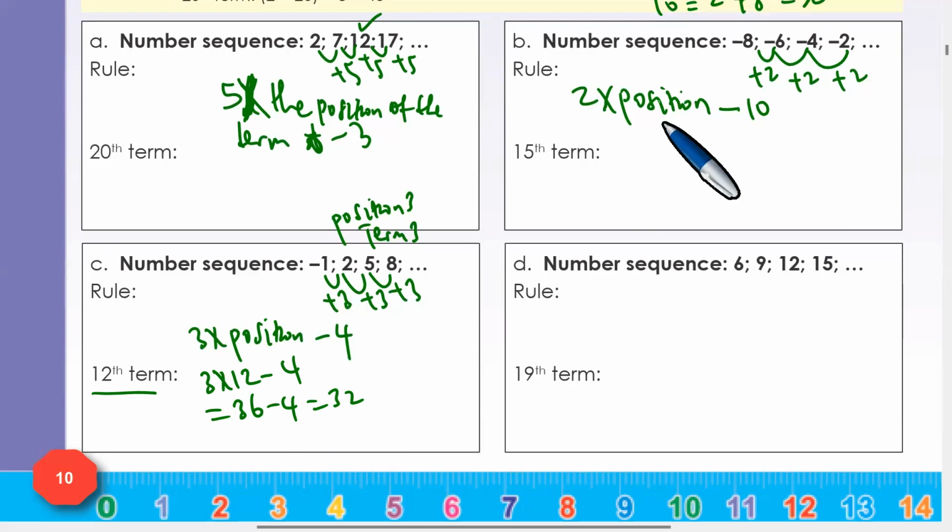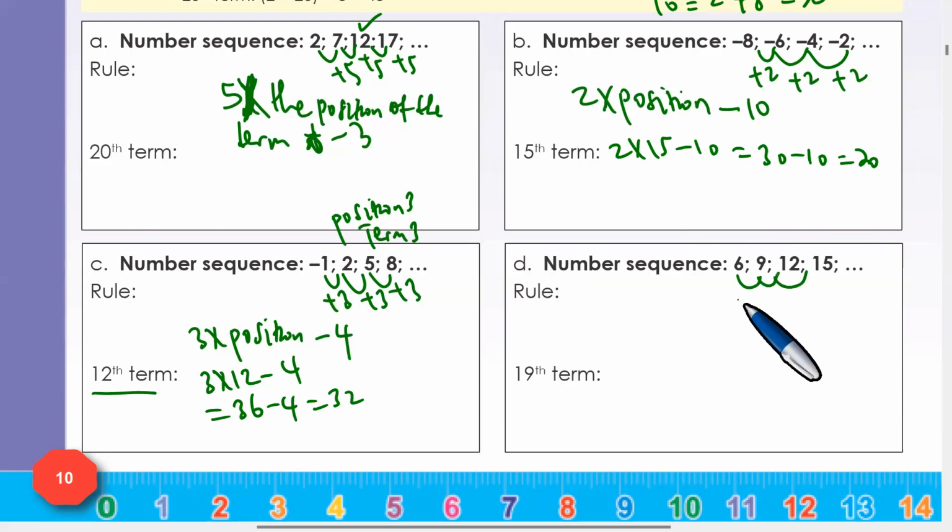What is the 15th term here in B? 15th term, you put 15 in the place of the position. So what is 2 times 15 minus 10? What would 2 times 15 be? It's 30. 30 minus 10, so that is going to be 2 times 15. And 2 times 15 is 30. 30 minus 10 is what? 20. Okay.